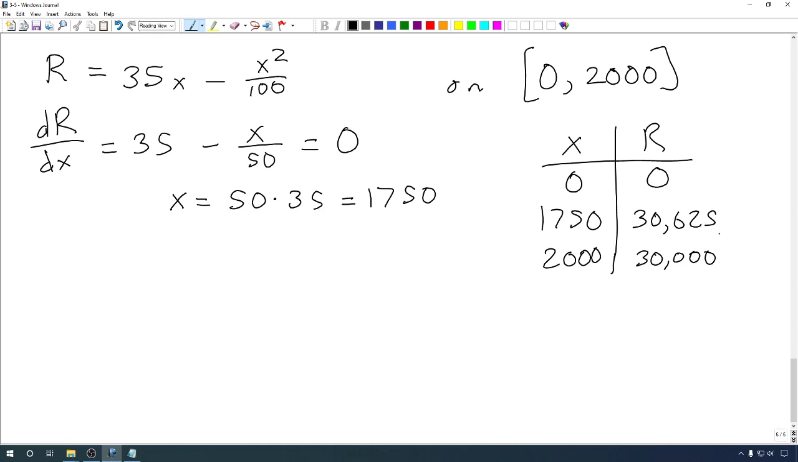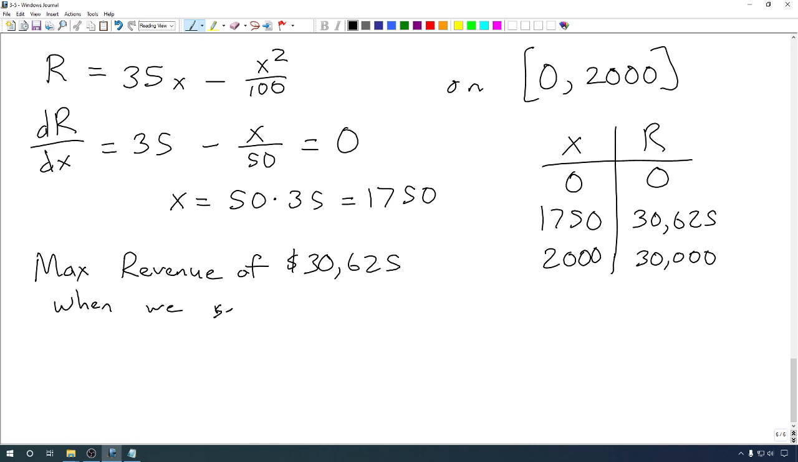And so, which one of these is the highest one? Well, it's obviously here at 1,750. We have a maximum revenue of 30,625. This time they actually did tell us that we're working in dollars. That's our maximum revenue when we sell 1,750 tickets.